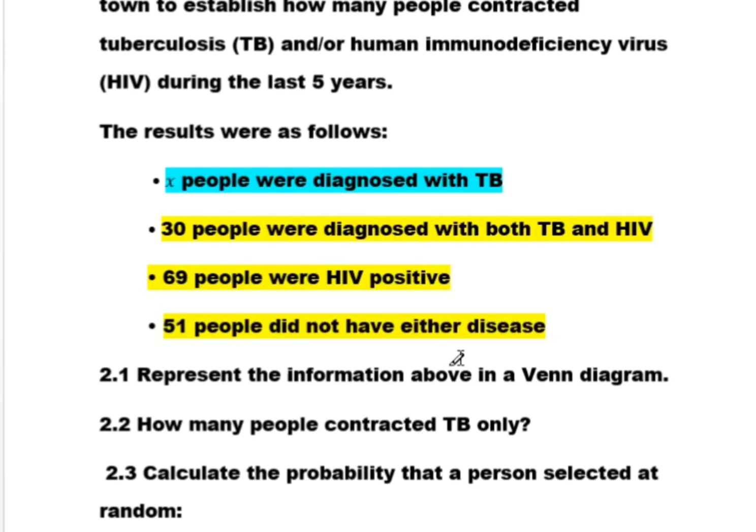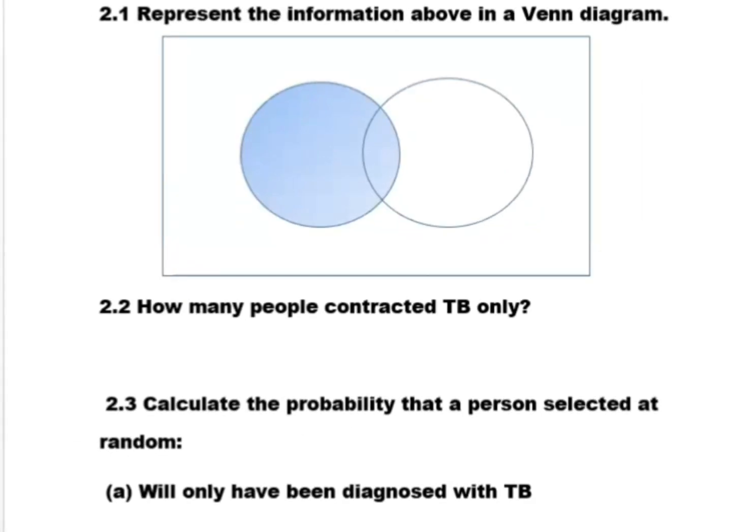How can you represent this in a Venn diagram? So circle A will represent all of the people who have TB. Circle B will represent all of the people who have HIV. And then all of those who don't have TB or who don't have HIV will fall outside both of these circles.